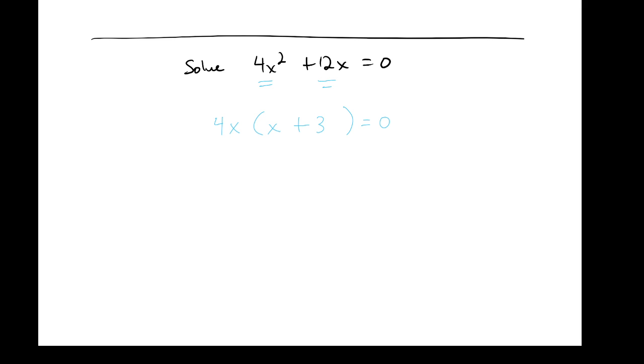The whole thing is equal to 0, right? And we just did this problem. It's actually two different problems. 4x is equal to 0 and x plus 3 is equal to 0, meaning that x is going to be equal to 0 and x is going to be equal to negative 3. And those are your solutions.